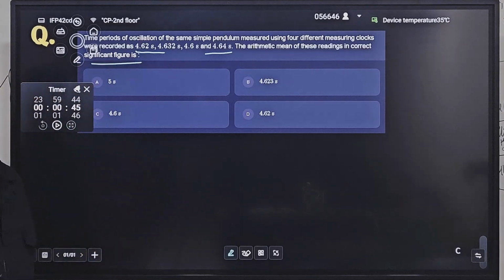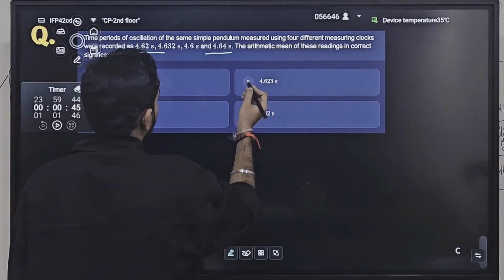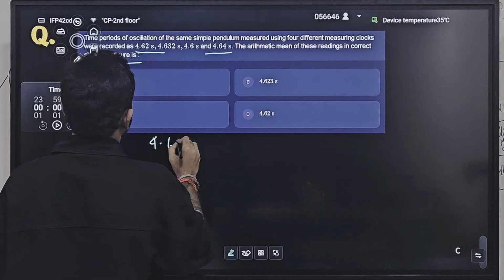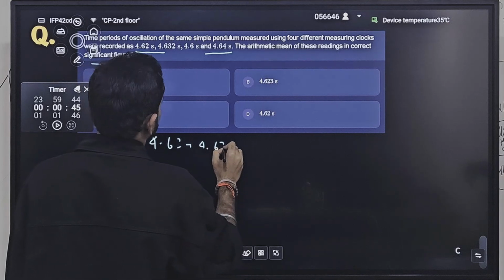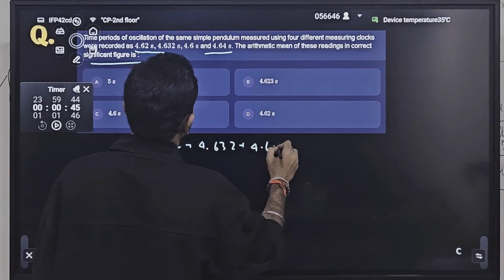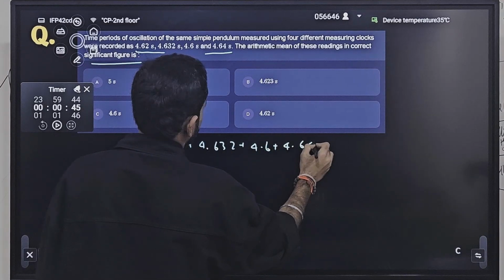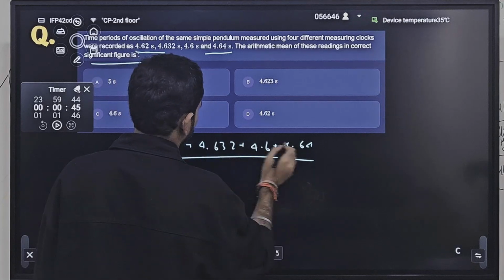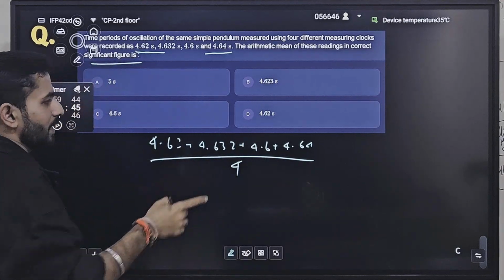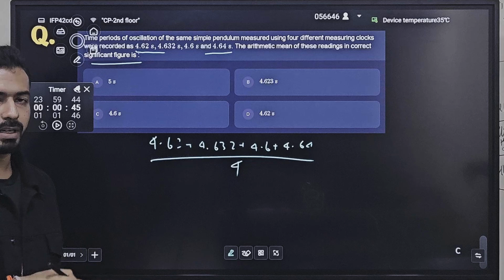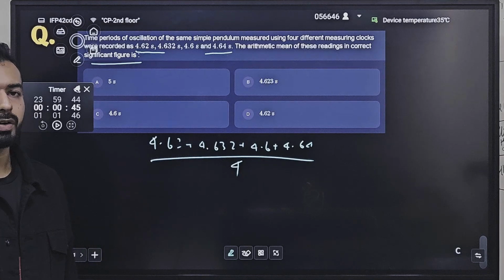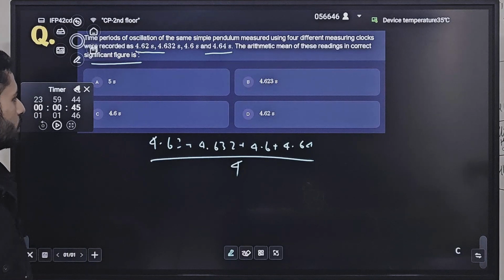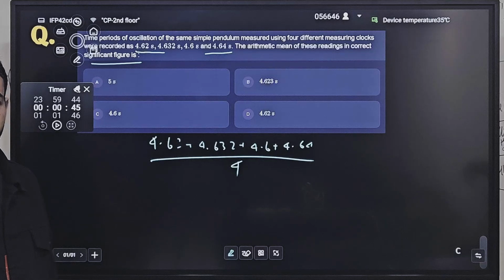What if I tell you that you don't even have to calculate? Let me tell you how to calculate. Arithmetic mean: 4.62 plus 4.632 plus 4.6 plus 4.64 divided by how many observations? 4 observations. Whatever the answer is, divided by 4, and then find the right significant figures. But I am not going to solve it. Why? My options are very good for me.